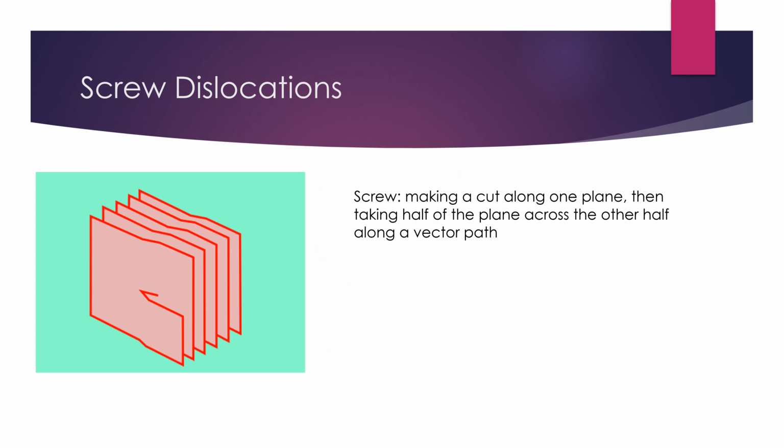But how do we create a screw dislocation? Well, we make a screw dislocation by making a cut along one plane, then taking half of the plane and moving it across the other half along the path of a vector. As you can see here, this was cut and then moved. Half of it was moved one direction and the other half stayed stagnant, or you could say that it moved in the other direction, and they are now complementary to each other. So if you were to squeeze, theoretically, the screw dislocation, it would actually go back to its original state.